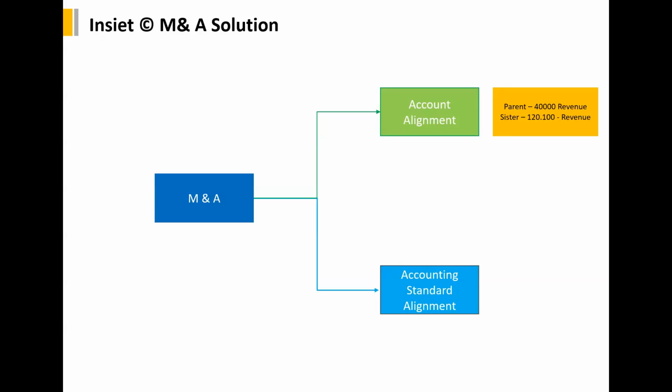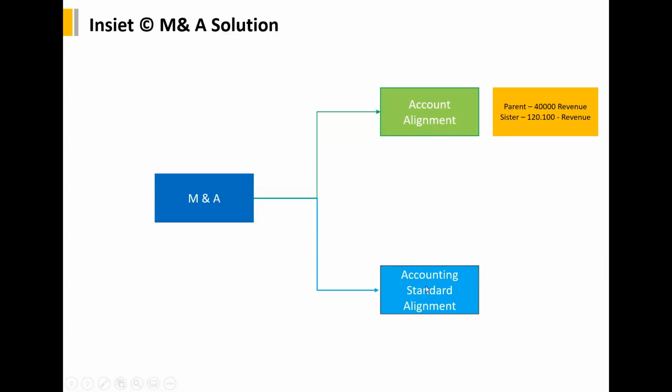completely transform their accounting system and use the parent entity's accounting system, or option two is the sister entity continues to use its accounting system or software, and the accounts are just merged into the parent entity. And then the next alignment is the accounting standard alignment.